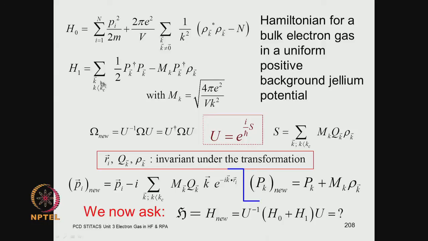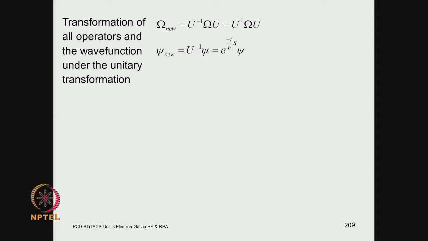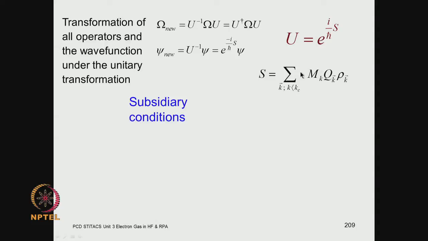And the question we are going to discuss today is, if you now transform the Hamiltonian H0 plus H1, what does the new Hamiltonian describe? What kind of a system does it describe? How do we interpret that system which is represented by the new Hamiltonian? This is the transformation of an arbitrary operator, and the new wave function will be u inverse psi. So, these are our unitary transformation operators.